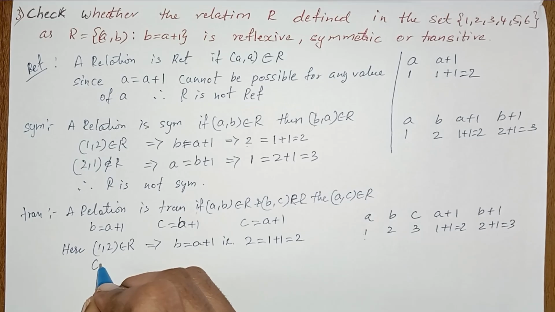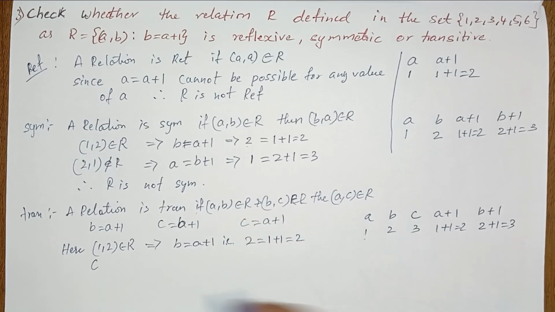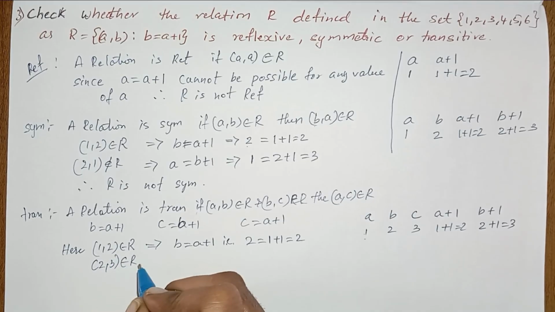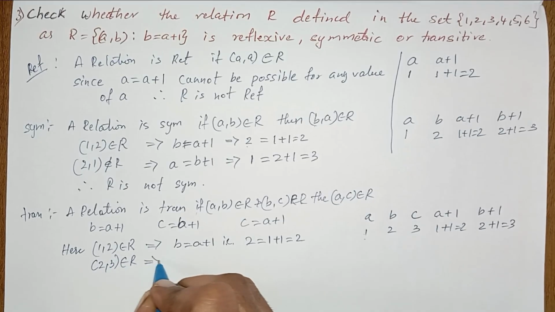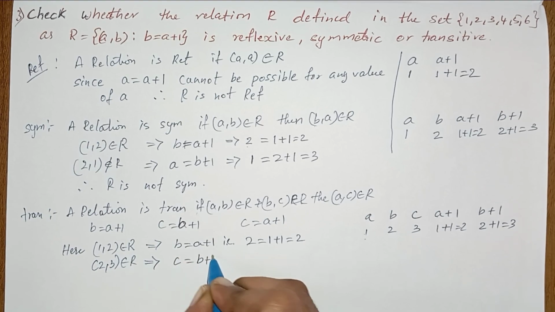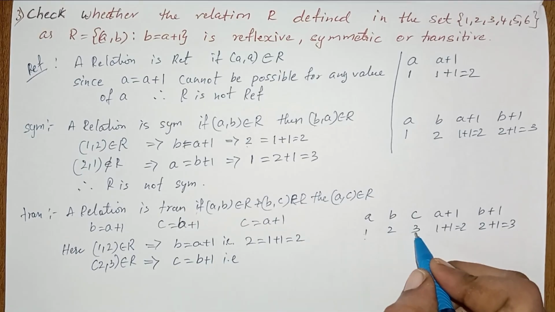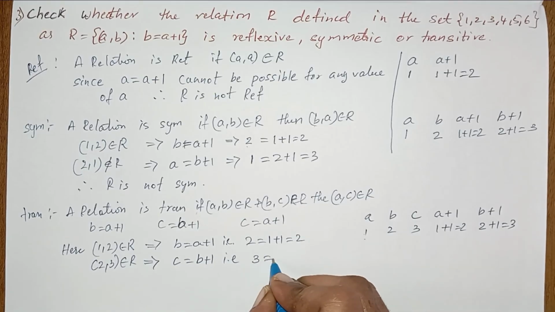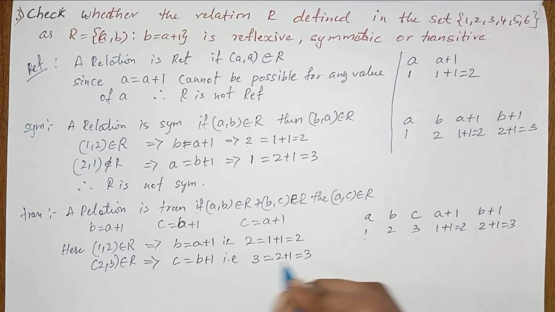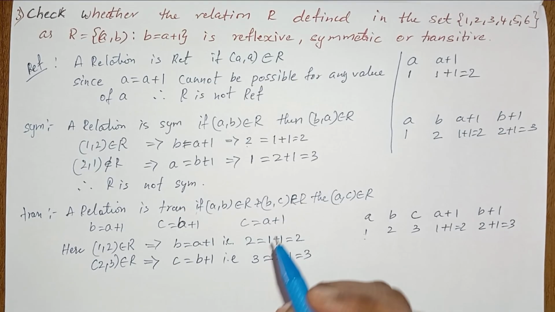Now second, I have to take B comma C. So B comma C is 2 comma 3, which belongs to R. That implies that C is equal to B plus 1. What is the value of C? C value is 3. So 3 is equal to B value, which is 2, 2 plus 1 is 3. So both are the same. So 2 comma 3 also belongs to R.